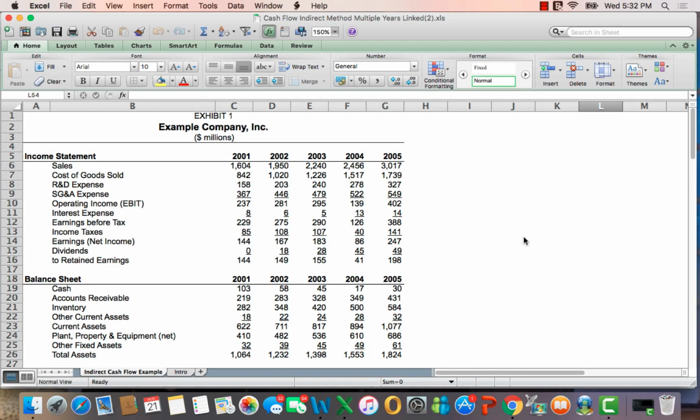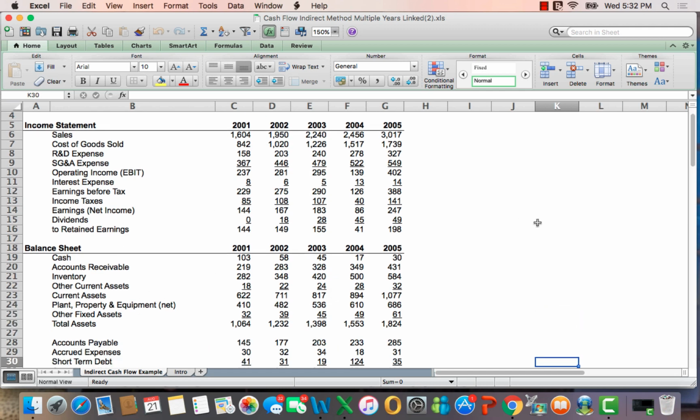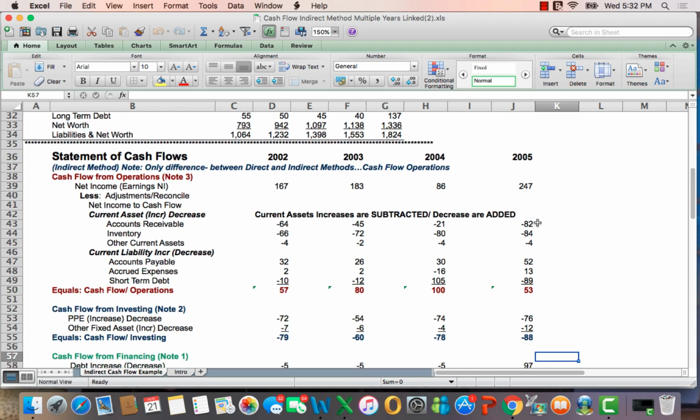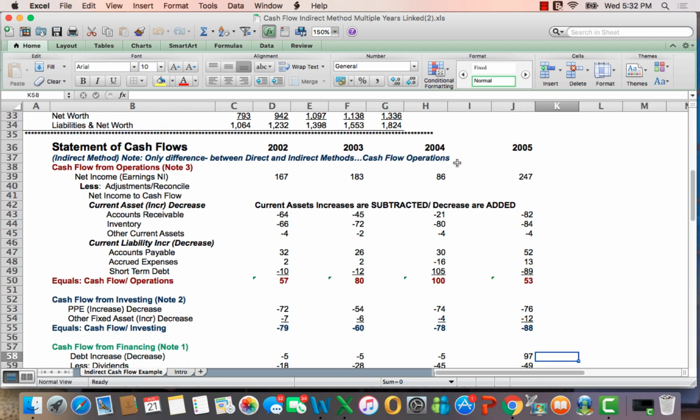I think of all the spreadsheets that I use, this may be the most useful for accounting students. This is a linked document to explain cash flow. And what I've done here at the top is to take an income statement for 5 years, a balance sheet for 5 years, and what's linked below is a statement of cash flows. I think this is an effective tool, particularly for the indirect method of cash flow. So let's start talking about what this means.